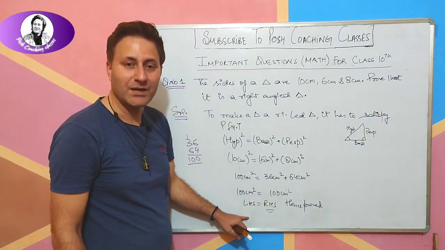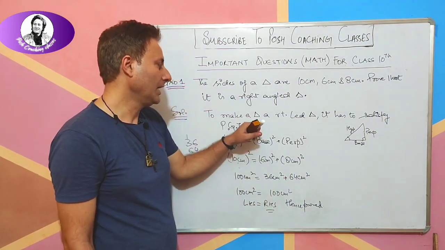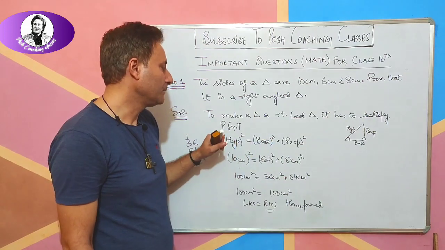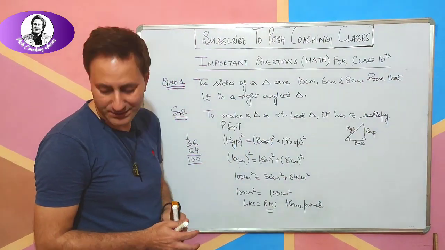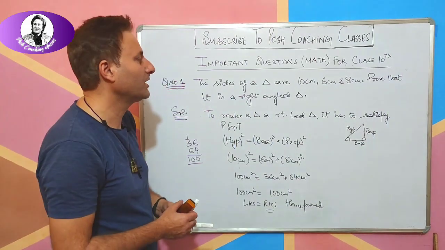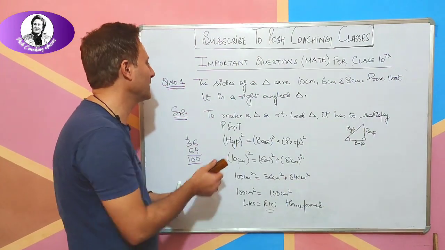So it is a right angle triangle because we have the left hand side and right hand side equal, and it is satisfying Pythagoras theorem. So this is question number 1. I hope you understand. You can make a note of it as well. You can pause it and make a note of it. So shall we move to the next one?